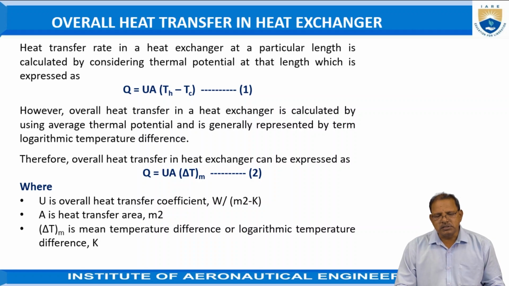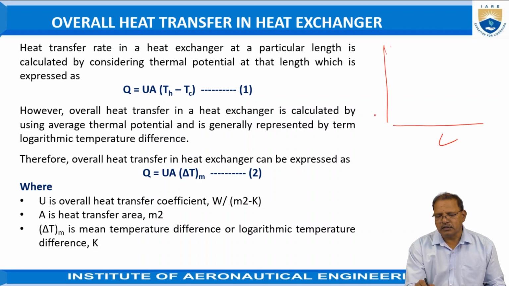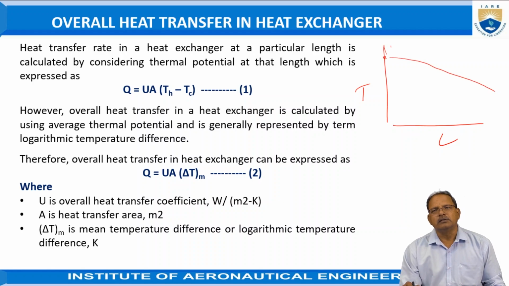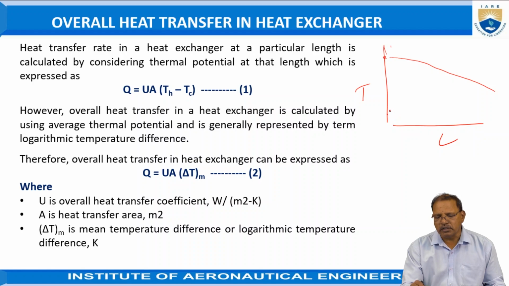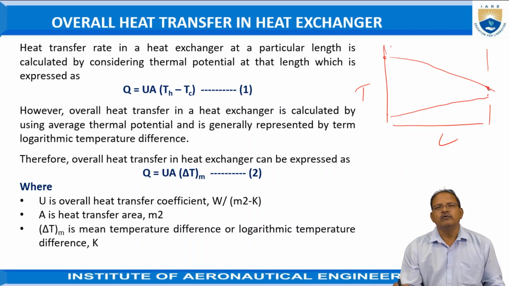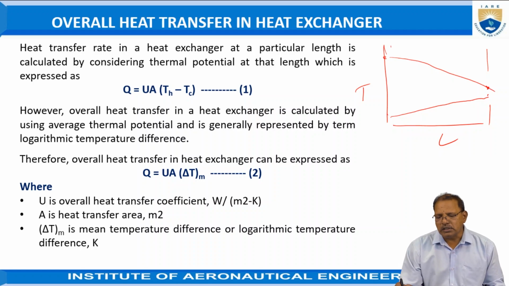But here the temperature difference between the two fluids, TH and TC, is not constant along its entire length. When the two fluids are moving parallel to each other, the hot fluid enters here. If I take this as the length of the pipe, the hot fluid has a higher temperature, and while moving along the length its temperature decreases. The cold fluid has a lower temperature, and as it moves along, its temperature increases.